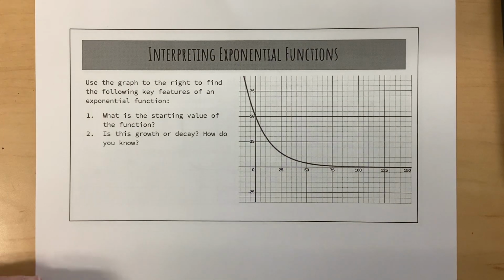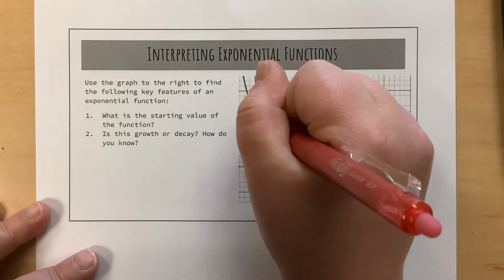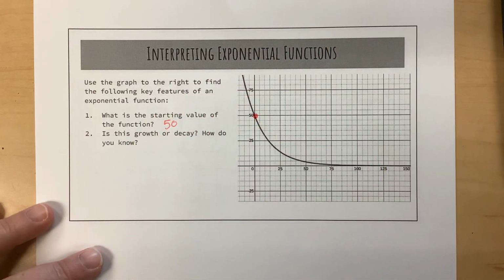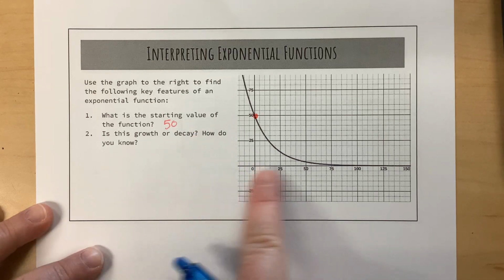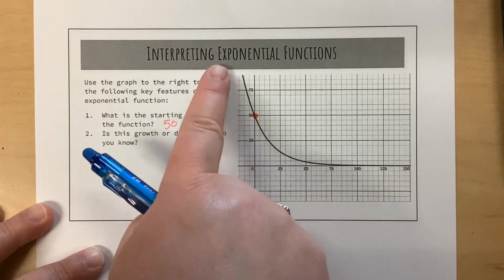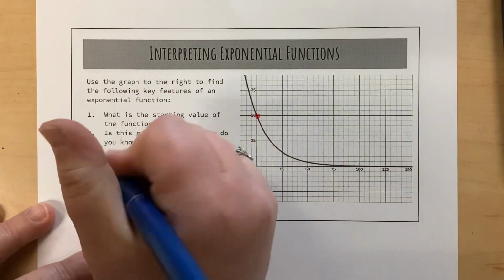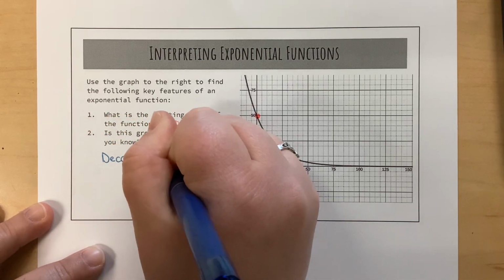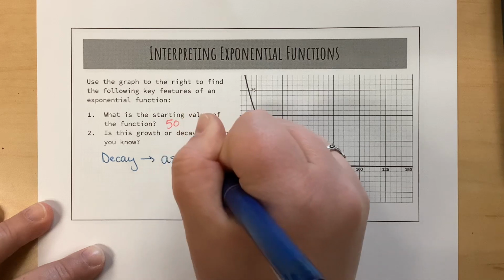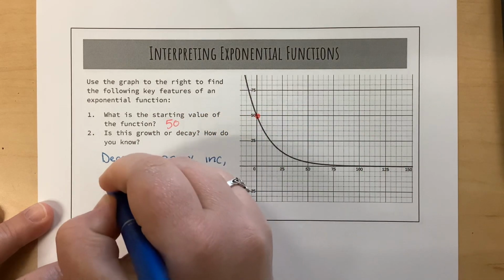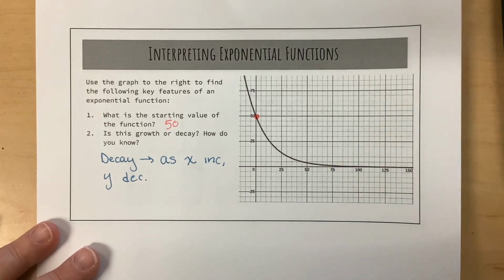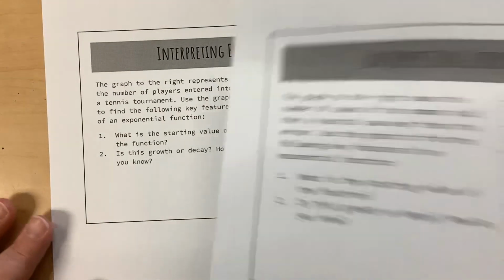All right, what is the starting value? Once again, that's the y-intercept, which in this case is 50. Now this one, as I go to the right on x, as x is increasing, my y's are coming down. So this is decay. As x increases, y decreases. Simple as that. All right, on to the next one.